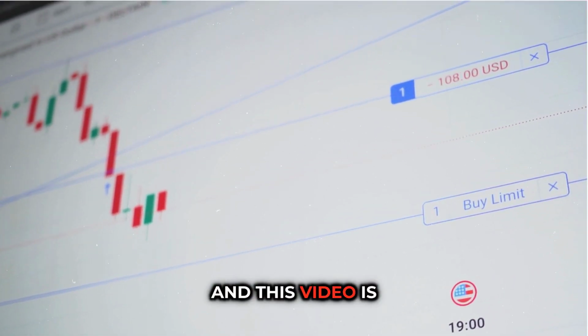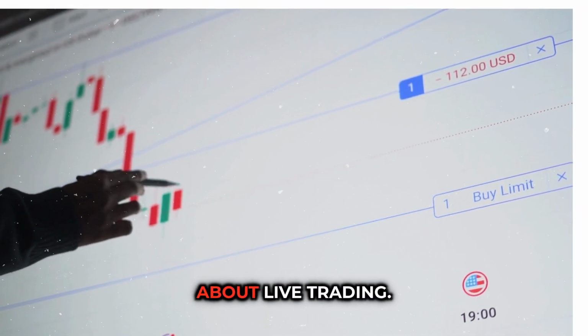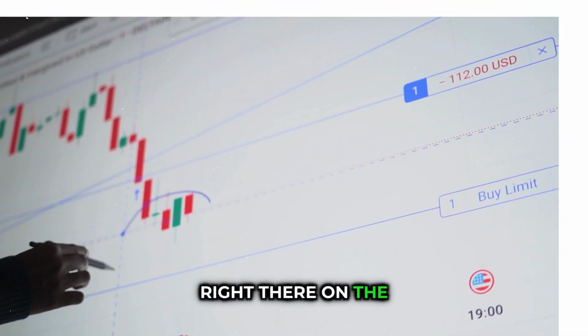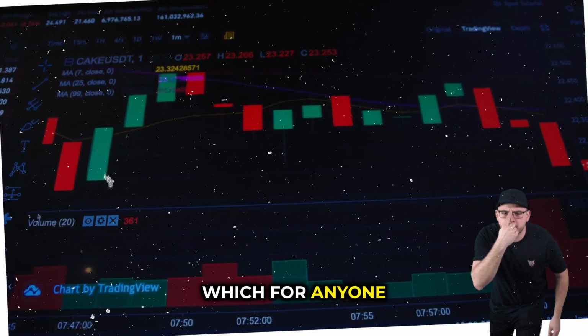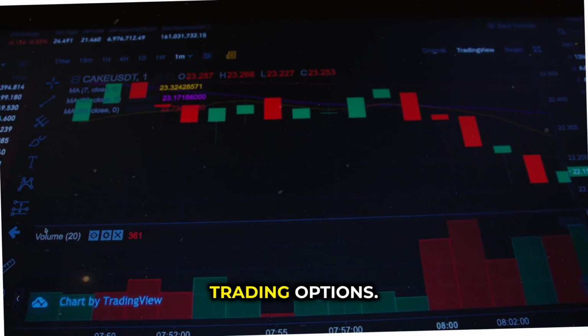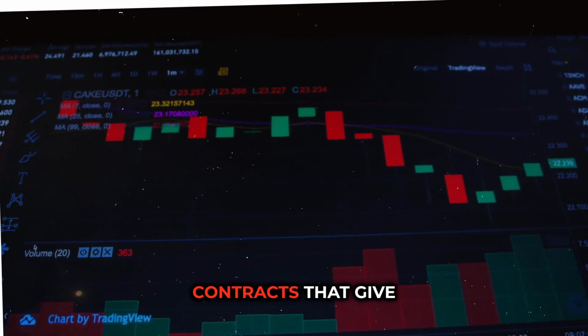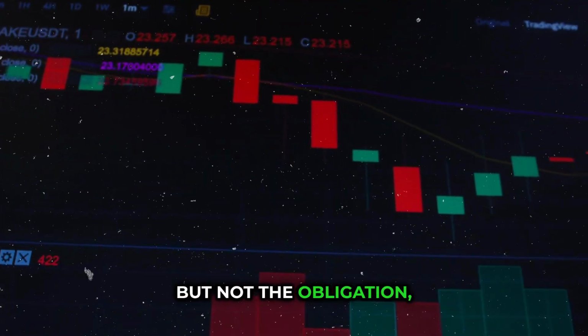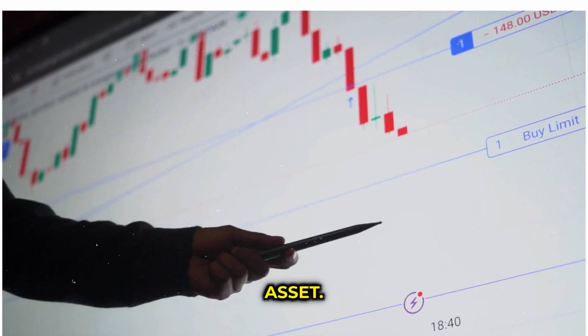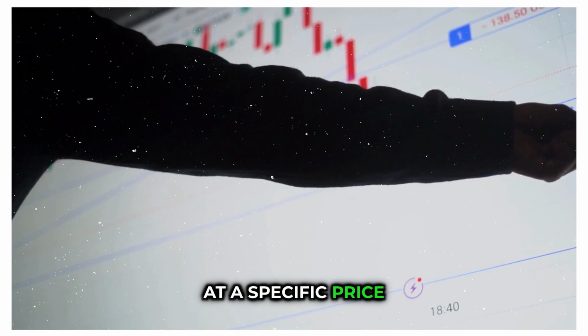Absolutely. And this video is particularly interesting because it's all about live trading. Right there on the Pocket Option platform, which, for anyone who's not familiar, is a platform for trading options. Options being those contracts that give you the right, but not the obligation, to buy or sell an asset at a specific price by a specific date.